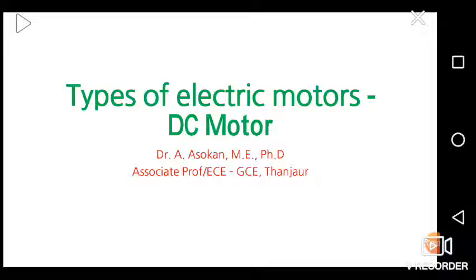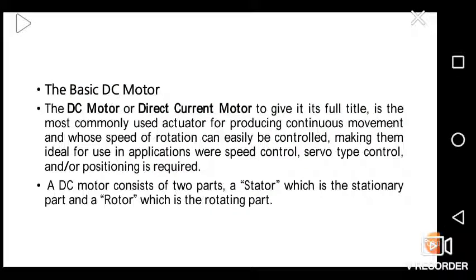Types of electric motors. DC motor. The basic DC motor. DC motor is direct current motor, mostly used actuator for producing continuous movement and whose speed of rotation can easily be controlled, making them ideal for use in applications where speed control, servo type control and positioning control is required.